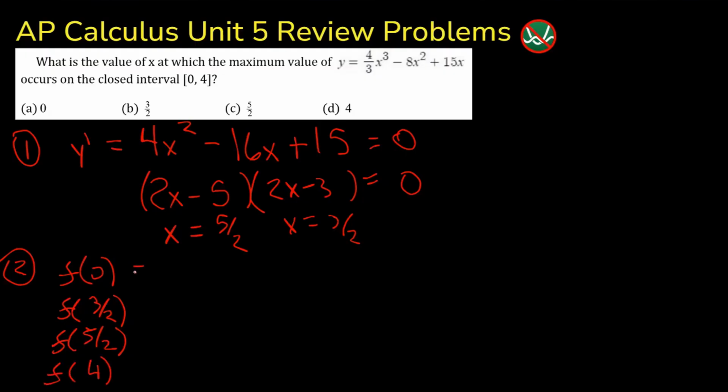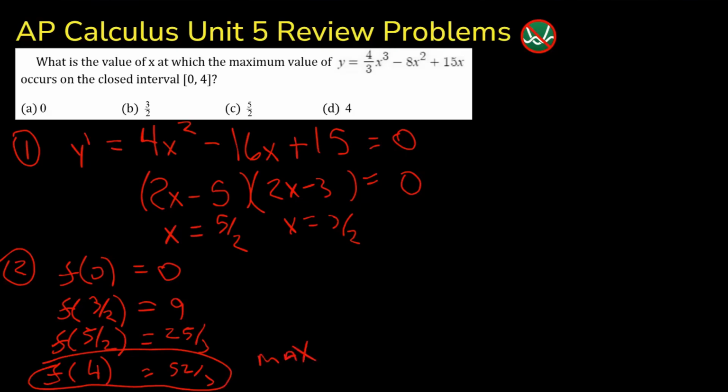F of 0 is 0. F of 3 halves is 9. F of 5 halves is 25 thirds. And F of 4 is 52 thirds. Third thing is identify which one is the largest of those. So that's the max. And that occurs at the x value of 4.